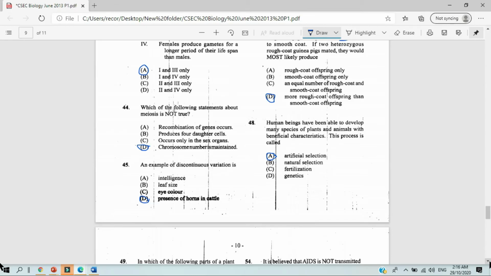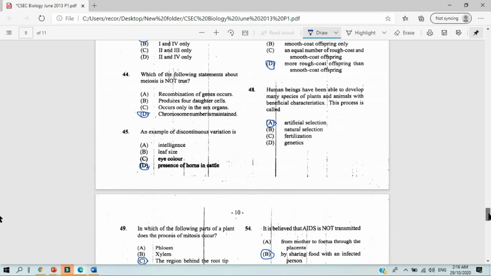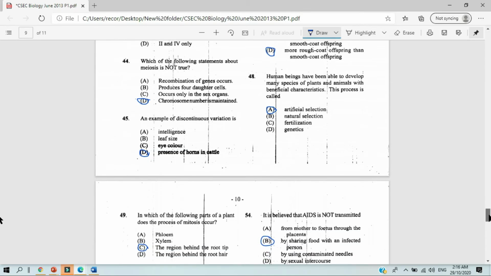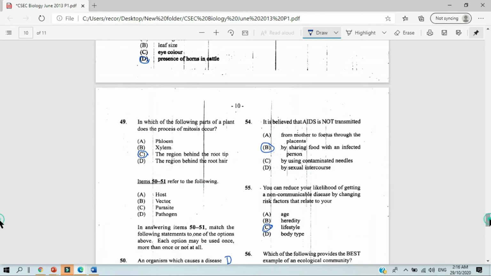We selected it, we did it. Nothing about that is natural. Not fertilization. And of course it falls under genetics, but no, not a good answer. Alright, 49.